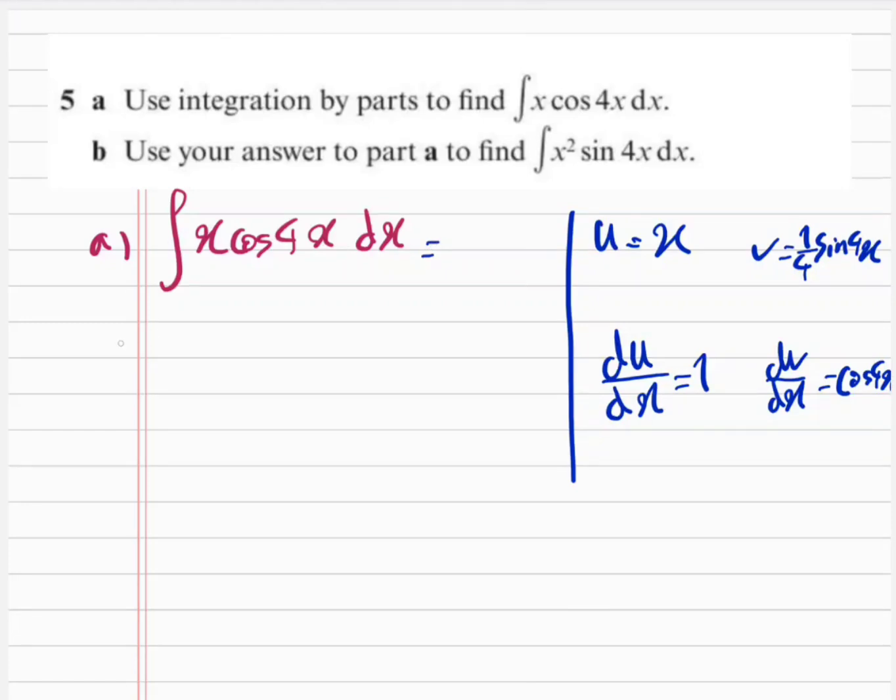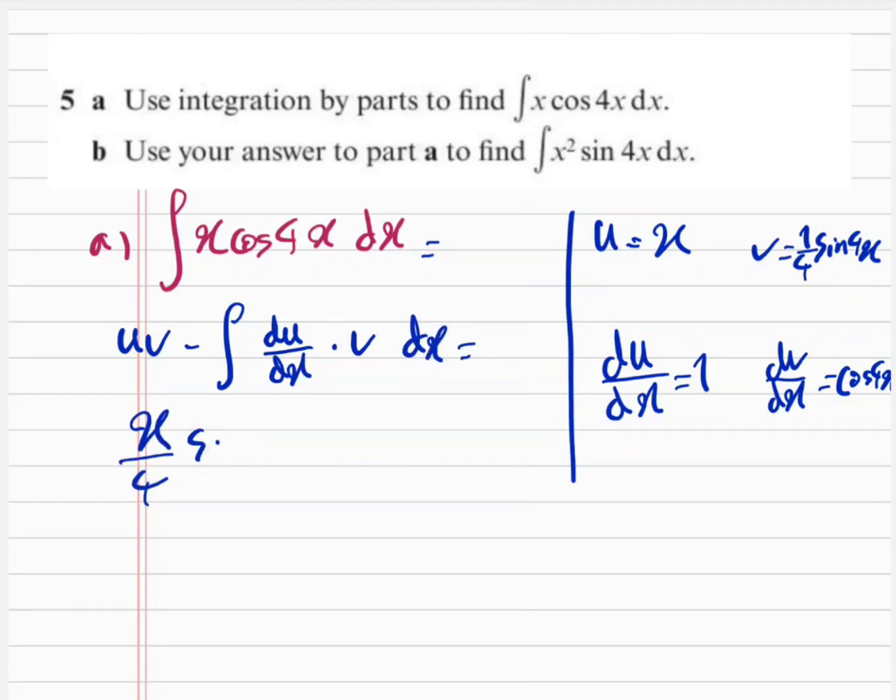Now here we use the formula of integration by parts, which is uv minus the integral of du by dx times v dx. So uv is x over 4 sine 4x, minus the integral of du by dx, which is 1, times v, which is 1 over 4 sine 4x, dx.